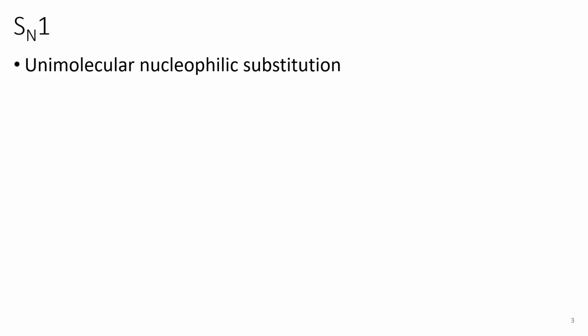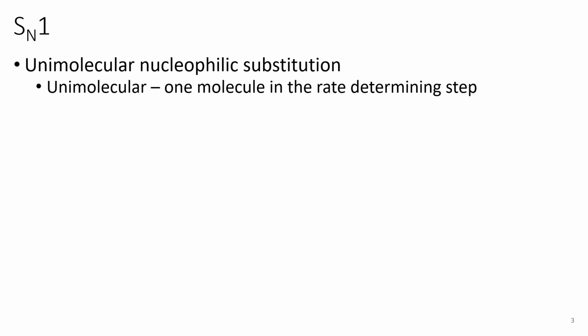The first multi-step mechanism I want to look at is going to be an SN1 mechanism. We've already discussed the SN2 mechanism in our previous chapter, so now we want to look at an SN1 mechanism. SN1 stands for unimolecular nucleophilic substitution. The 1 stands for unimolecular, which means that we only have one molecule reacting in our rate determining step.